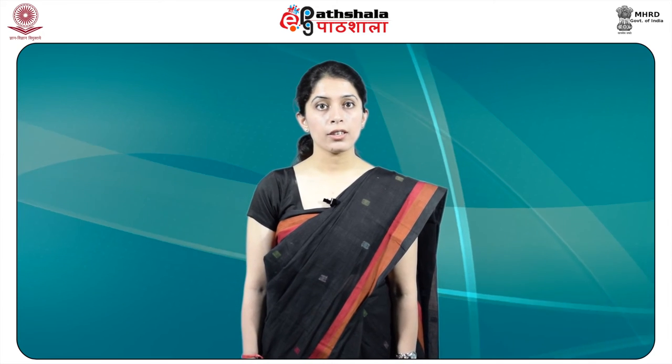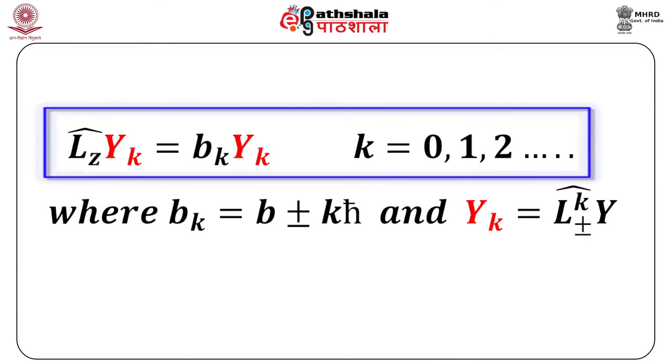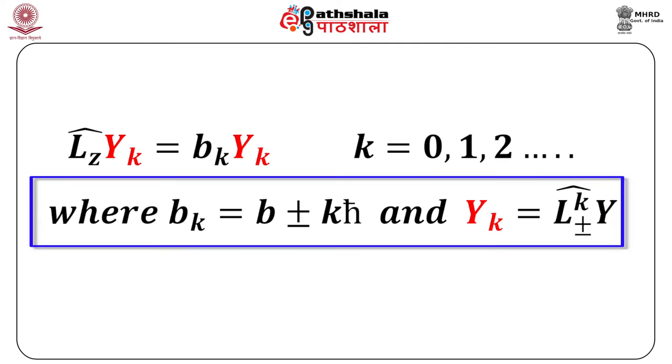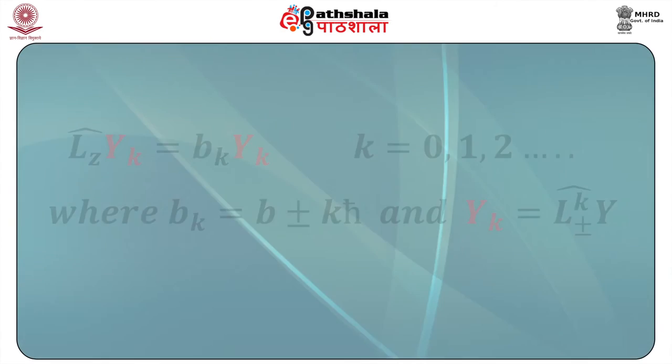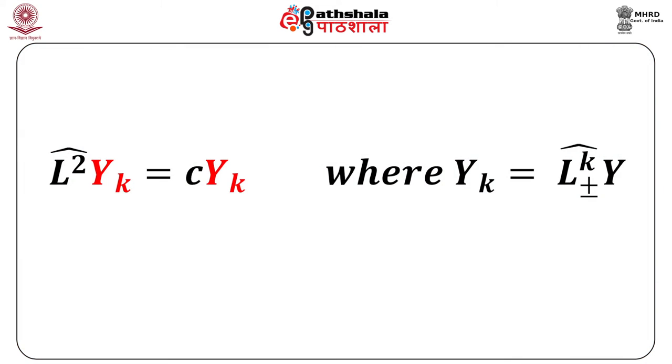We have already derived the eigenvalue expression for total angular momentum and angular momentum component. The eigenvalues obtained for angular momentum component Lz are of the form Lz ψk equals bk ψk, where k can take up value 0, 1, 2 and so on. Here, bk is equal to b plus minus k ħ, and ψk refers to the operation of the raising or lowering operator, that is (L plus minus)^k on ψ. Now, the eigenvalue obtained for total angular momentum follows the equation L² ψk equals c ψk, where ψk is equal to (L plus minus)^k ψ.